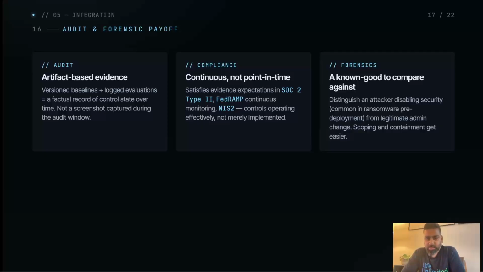And for incident response, baseline versioning gives you a reference point to determine whether observed configuration changes are an attacker disabling security, which is a known ransomware pre-deployment technique, or a legitimate admin change. The difference between these two scenarios has enormous implications for scoping and containment, and the determination is much harder without a known good baseline.